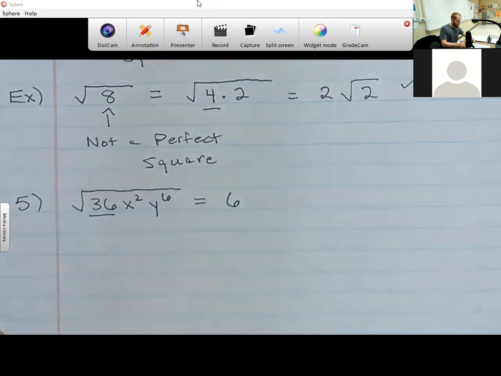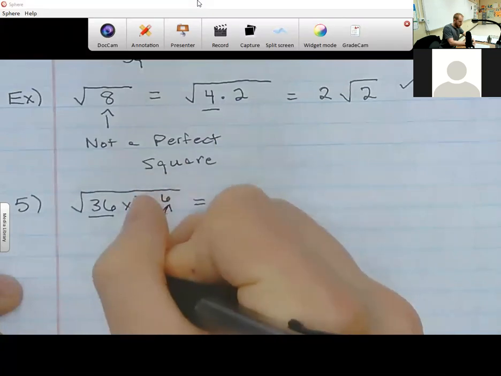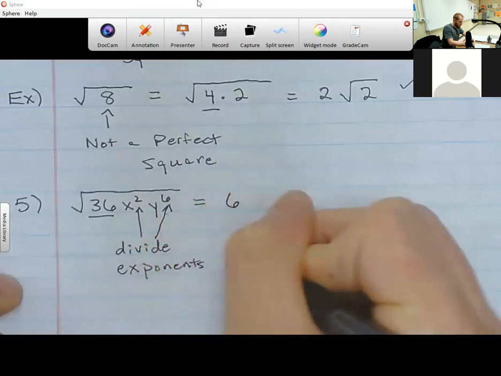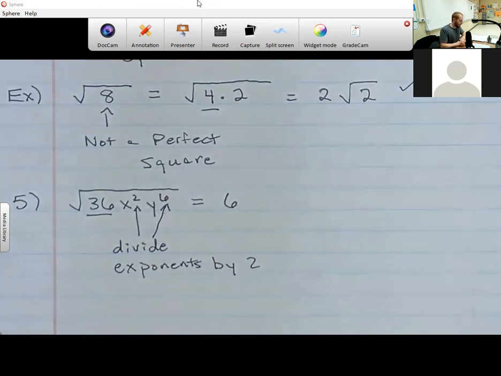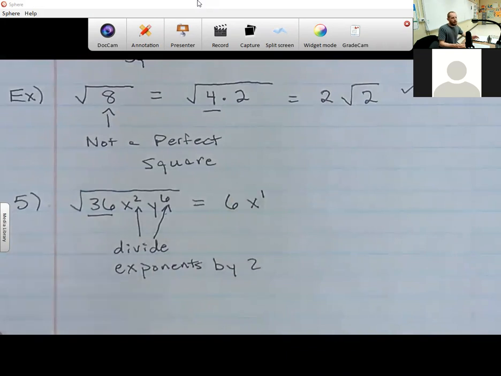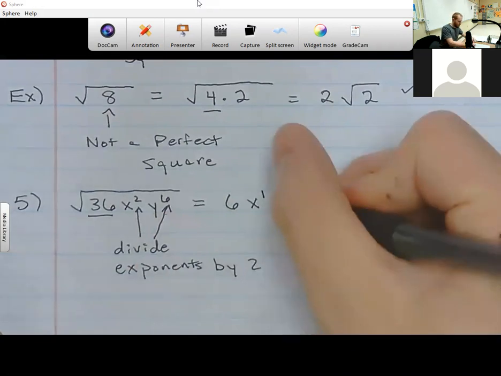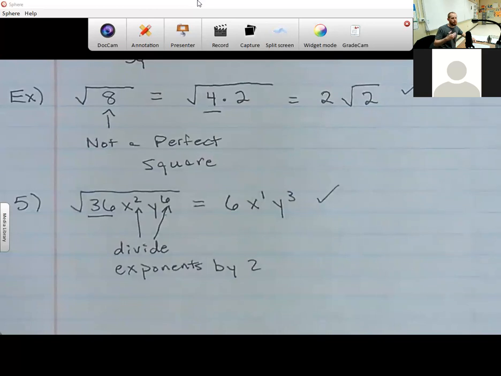And now I work on the variables. What we're going to do for these is divide all exponents by 2. So what that means is I take the exponent, I divide it by 2, and whatever the answer is, I bring that outside. So what's 2 divided by 2? Wouldn't that just be 1? So I can take out x to the 1. Now let's move on to the y's. What's 6 divided by 2? 6 divided by 2 would just be 3, right? So I can take out y cubed. And I'm done. That's it. All you're doing is dividing the exponents by 2.